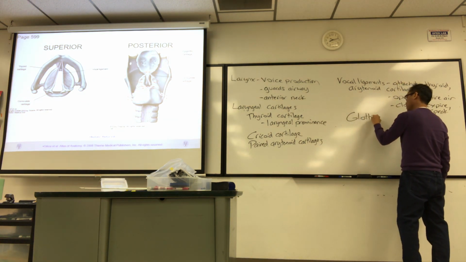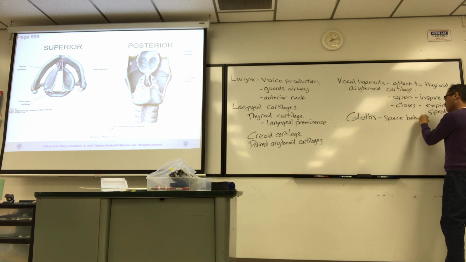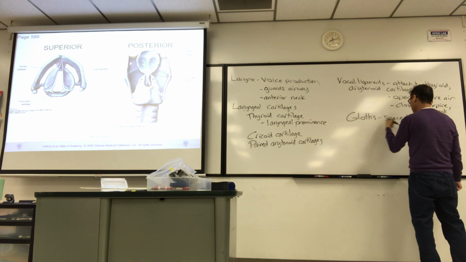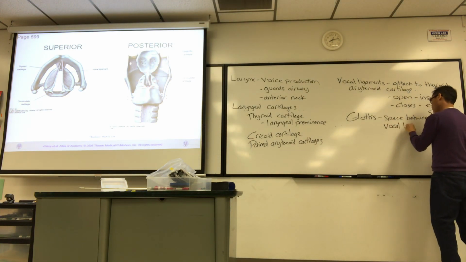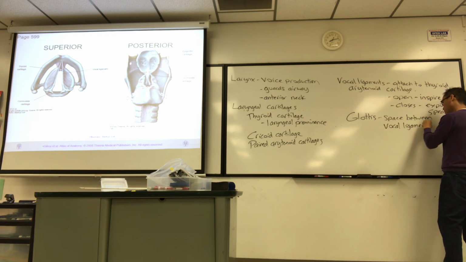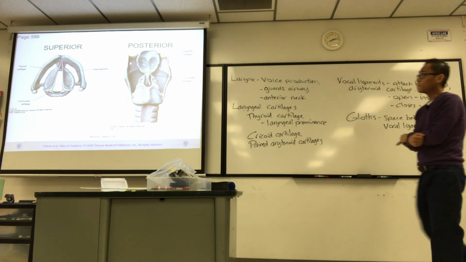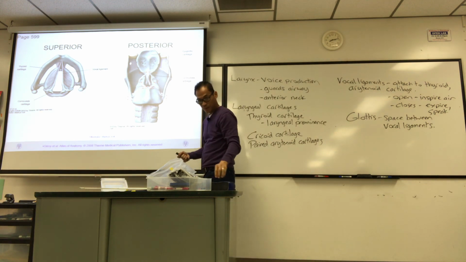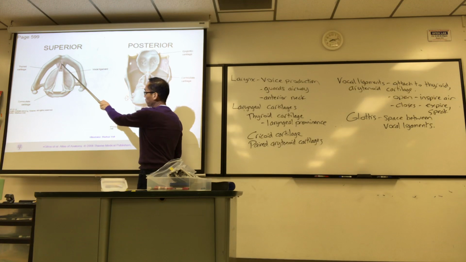When it's open, glottis, space between. I don't think it's labeled there. It's labeled on another figure for sure. Let's just note it now. Glottis, space between vocal ligaments. That's important. That could get blocked when you're choking. The glottis is very important. One way you guard the airway, which is the glottis, this space here, the space between vocal ligaments.